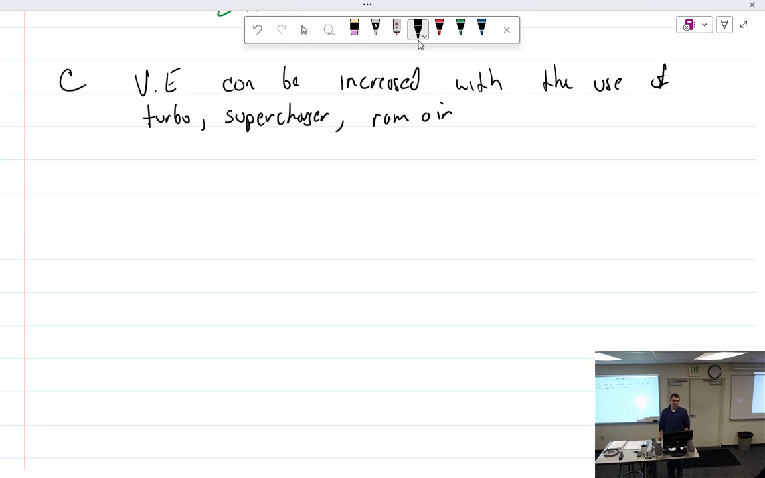Then there's turbo supercharging, where you actually boost it above sea level. When you're at sea level, it goes, whoa, are we in Death Valley here? We're way over 30 inches. So that's supercharging. And then ram air is just forcing air into the induction system via forward movement of the aircraft.